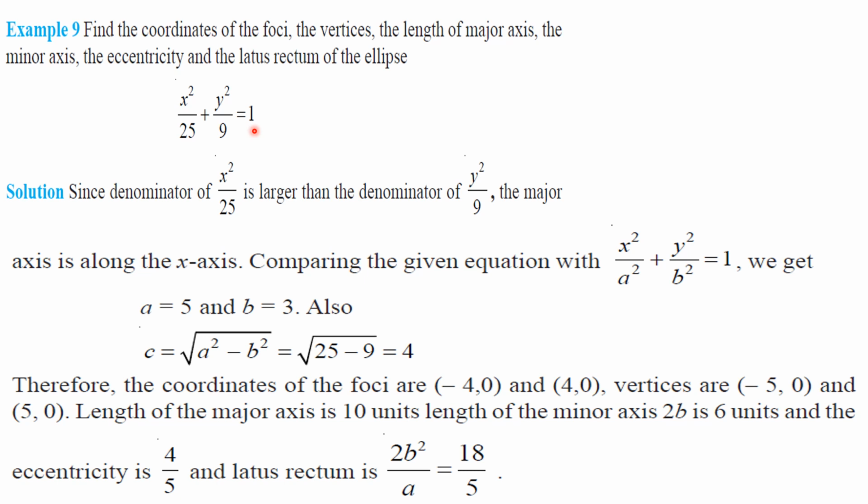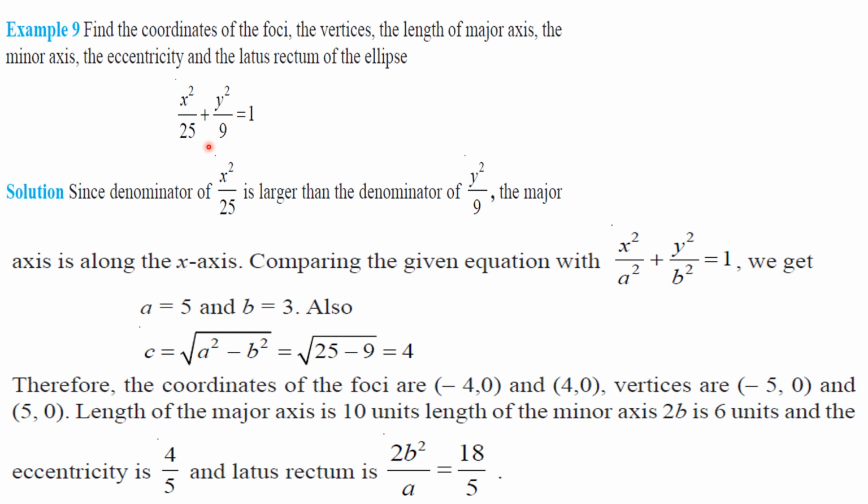Right. If you observe the equation of the ellipse, what is the denominator of x square? 25. What is the denominator of y square? 9. If you observe these two numbers, which number is greater? So the denominator of x square is greater. So what do you say about the major axis of the ellipse? Yes, the major axis of this ellipse is along the x-axis. Yes or no, my children?